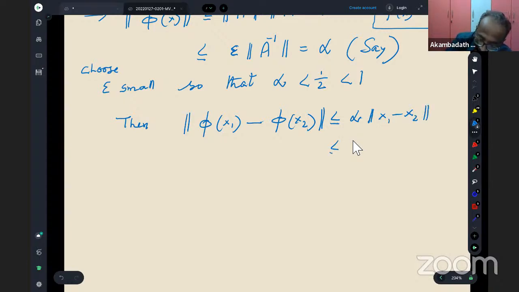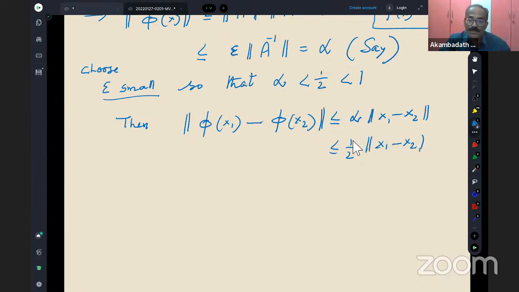That's less than or equal to half, you see. So it's a contraction. So you have to choose that epsilon small, and corresponding to that small epsilon you will get a U. That's how each time you have to reset it. You are basically resetting your epsilon, and when you reset your epsilon, you are resetting your neighborhood U, making a further smaller U.